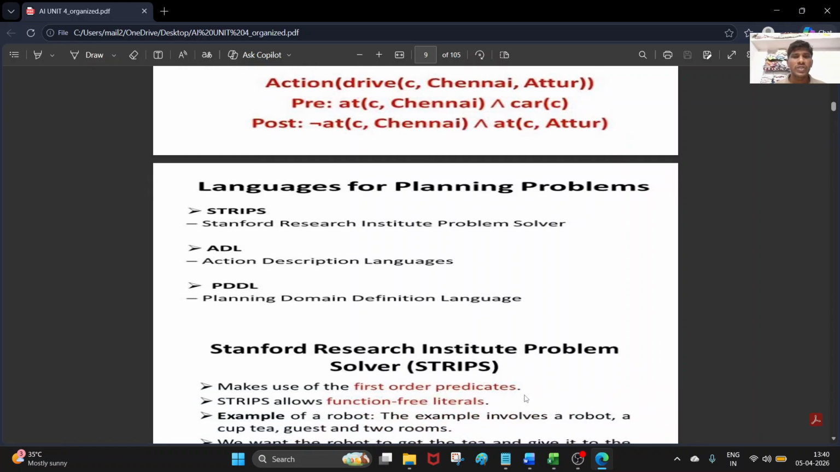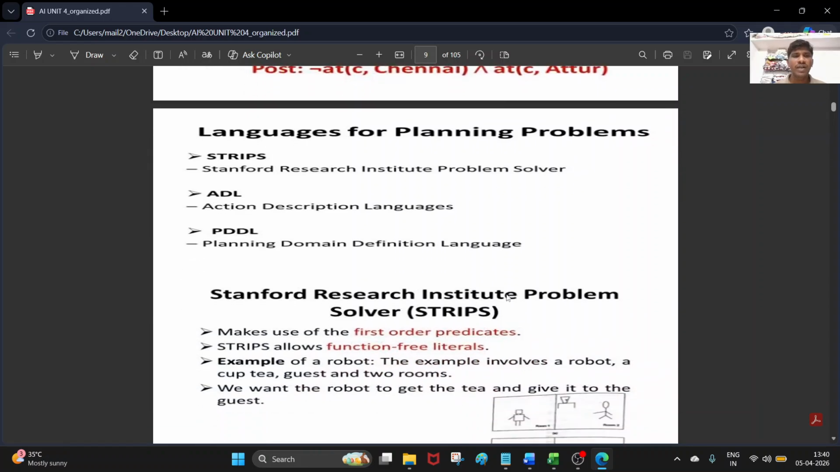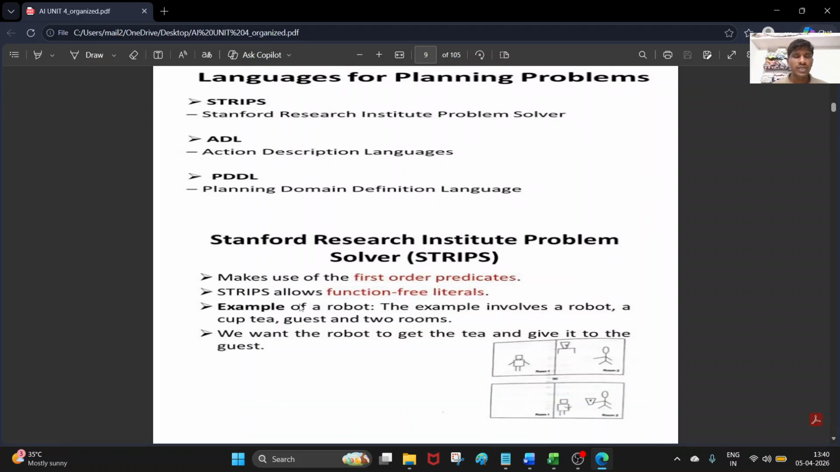So for planning languages, we use different languages: STRIPS, ADL and PDDL. STRIPS stands for Stanford Research Institute Problem Solver. It is a kind of planning language. ADL is the Action Description Language, and PDDL is the Planning Domain Definition Language. STRIPS makes use of first order predicates, and STRIPS allows function-free literals.